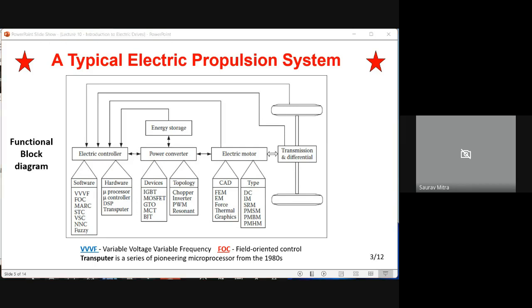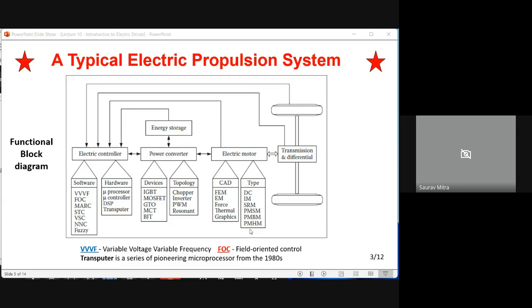Thirdly, the electric motor is nothing but the propulsion system. In the electric motor, you'll find there are types of electric motor: DC, induction motor, switched reluctance motor, PMSM, permanent magnet synchronous motor, PMBM, permanent magnet brushless motor, and PMHM, I think it is a hysteresis motor or something. PM stands for permanent magnet. And there are different CAD technologies, such as FEM, EM, force, thermal graphics. So different things are there to judge the performance of the electric motor.